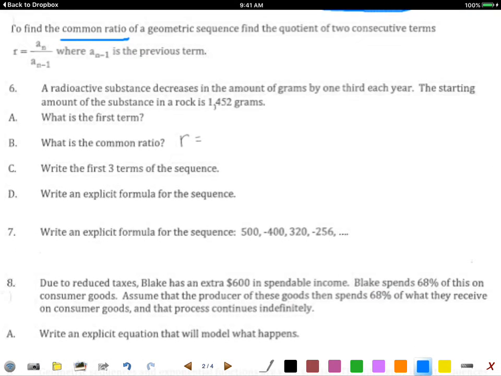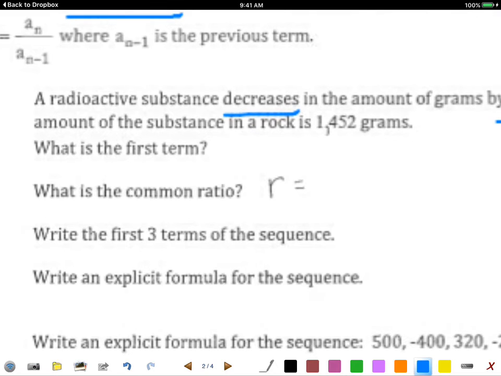Number 6, a radioactive substance decreases in the amount of grams by 1/3 each year. The starting amount of the substance in a rock is 1,452 grams. What is the first term? Okay, so we're talking about a rock, and it's got radioactive material in it, okay? Initially, the rock has 1,452 grams, right? So that is the first term, okay? So 1,452.